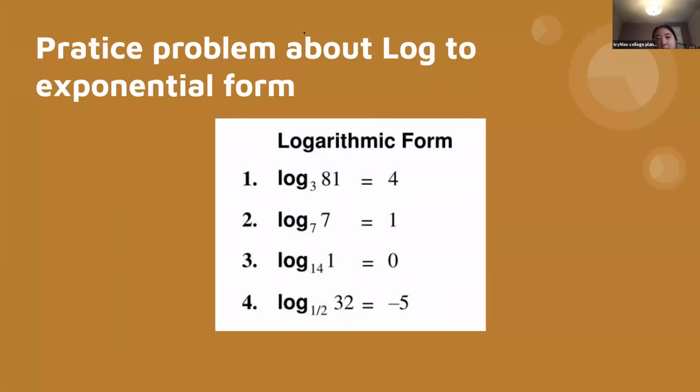Okay, so we can try two questions together, and then the rest of the two we can do by ourselves. So let's do the first one together with Liz.